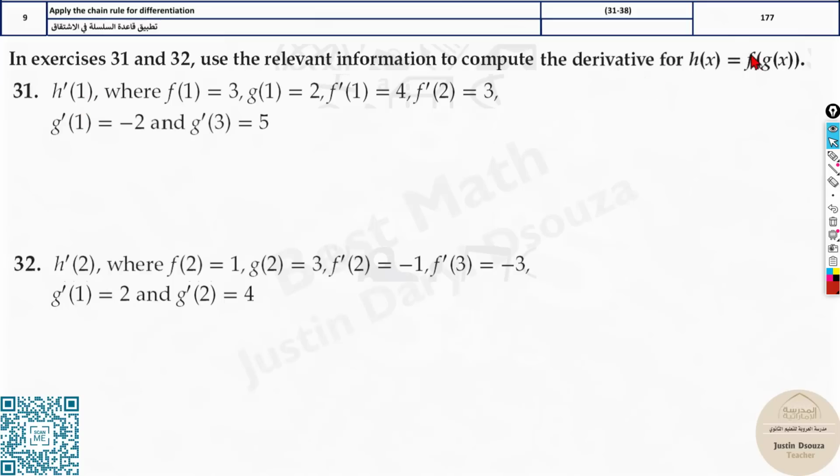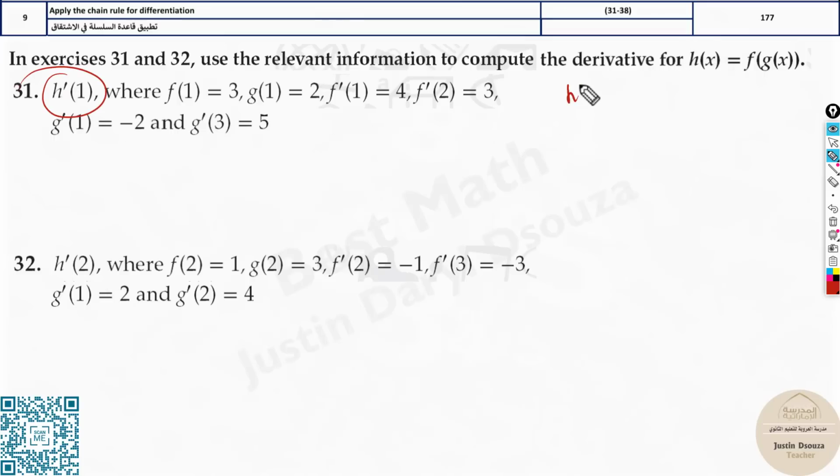Now this cannot be solved in a calculator. We have to solve it using the differentiation rules, that's mainly the chain rule. Now there are lots of values given. That is fine, you can ignore that for now. Let's first solve the derivative, the h prime of x, because we have h of x, right?